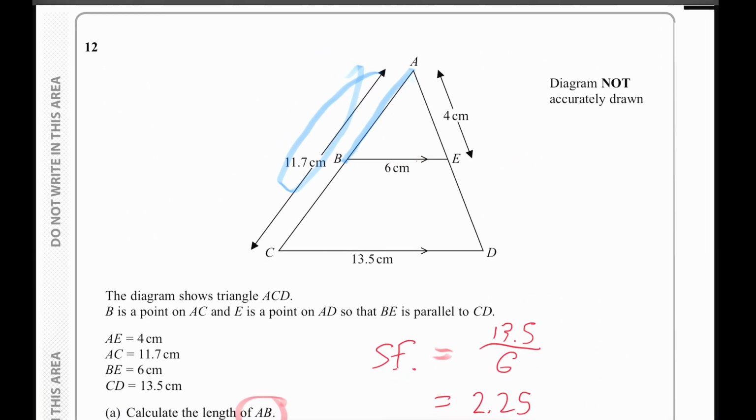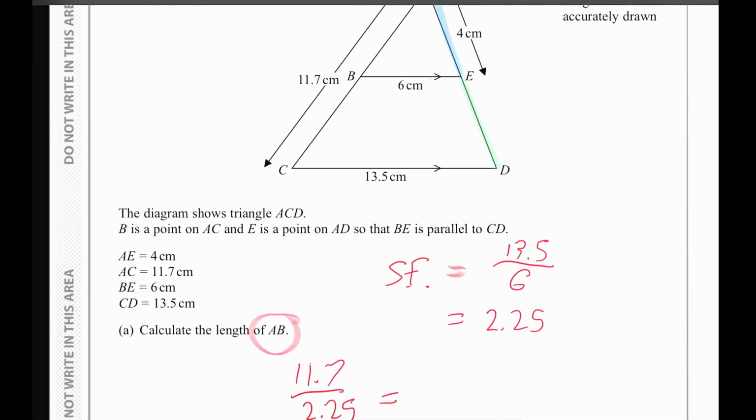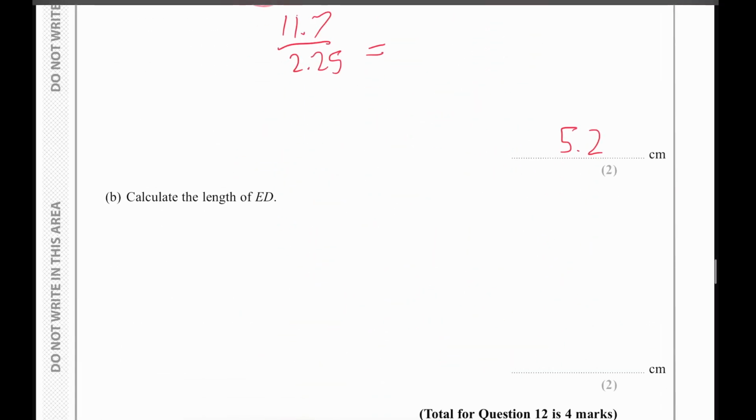Calculate the length of ED. Here again, we've got one side. The side that we're going to be working with is AE, and we need to find ED. AE is the smaller of the two triangles, so to find the other side we're just going to multiply. Our small side is 4 centimeters, so we're going to times that by my scale factor of 2.25, which will result in 9.